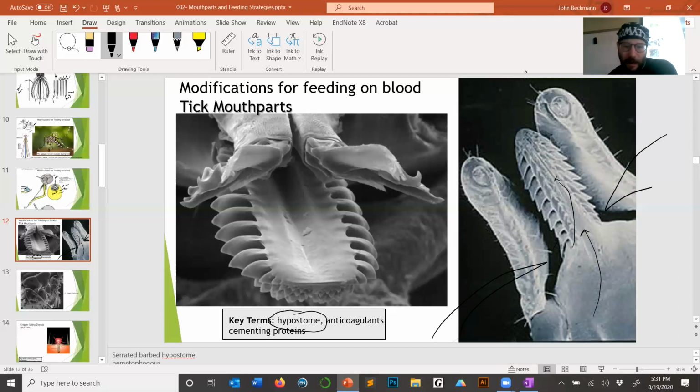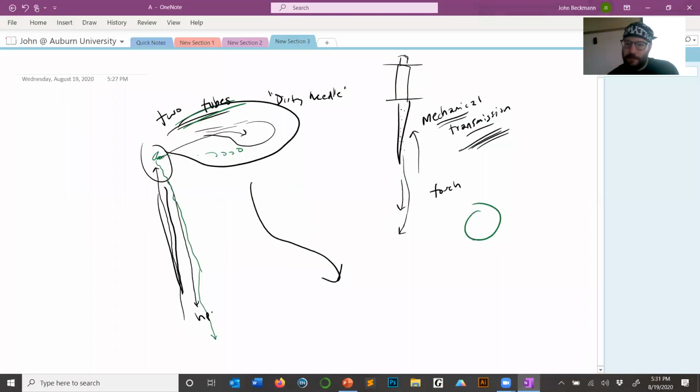And that's not the only thing. We talked about how these things are so specialized by evolution that the tick's whole way of feeding is to stab itself in and get stuck there and suck blood. So it also has salivary gland proteins, special proteins called cementing proteins. So when the tick, this is going to be a bad tick.